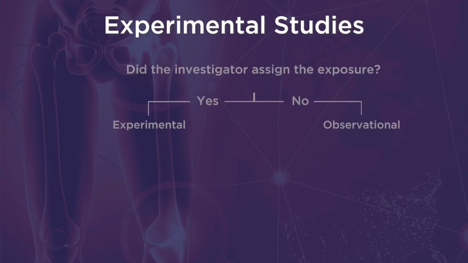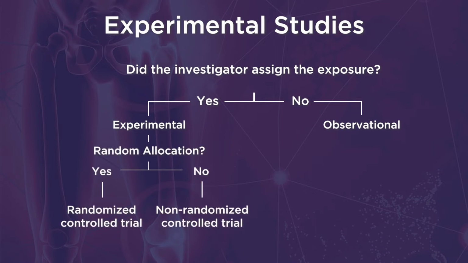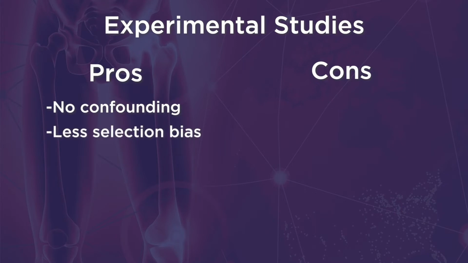The gold standard of experimental studies is the randomized controlled trial. In this type of design, treatment or placebo are randomly assigned to patients. This allows the groups to be balanced with respect to both known and unknown risk factors. There are pros and cons to experimental studies. Pros include the hypothetical elimination of confounding and the reduction of selection bias.